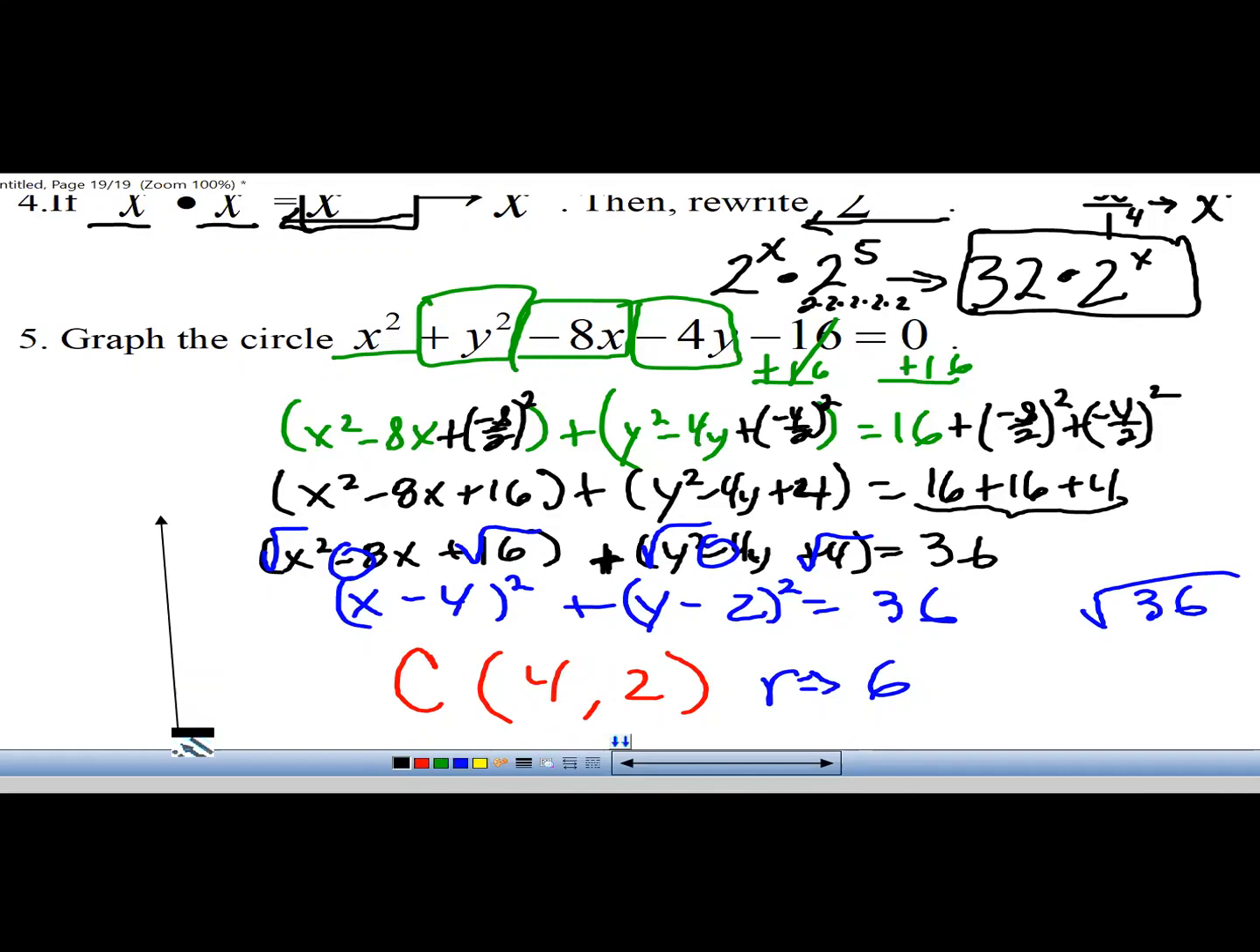Let's graph that. All right, so 4, 2, so it's about right there. And then we plot a point 6 steps from the center in all 4 directions. 6 steps up, 6 steps to the left, 6 steps down, and 6 to the right. And our circle looks something like this. Bam, let's go. Is it coming back? Yes? Yes, Mr. Q. These are my favorite. Yeah, I know.